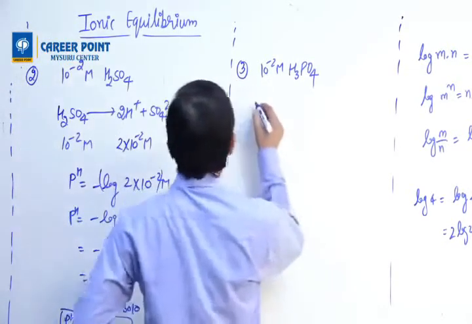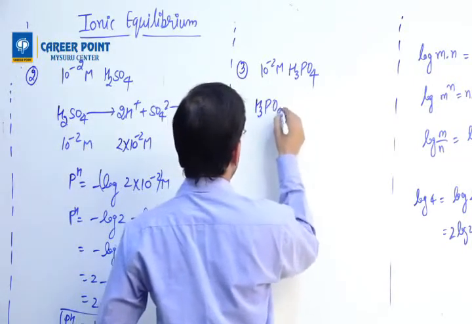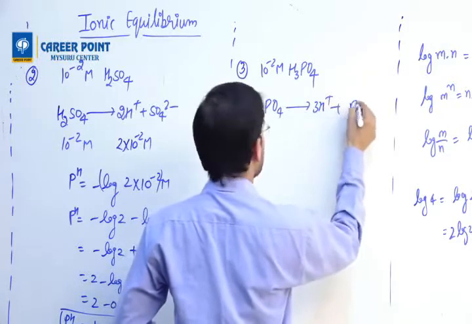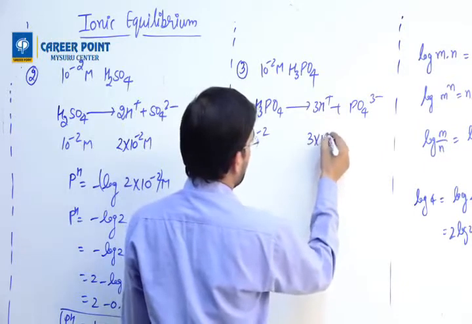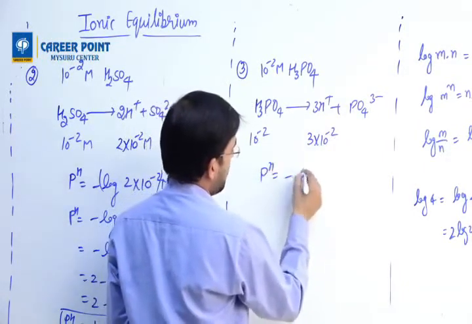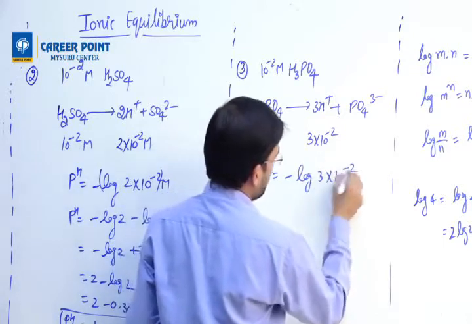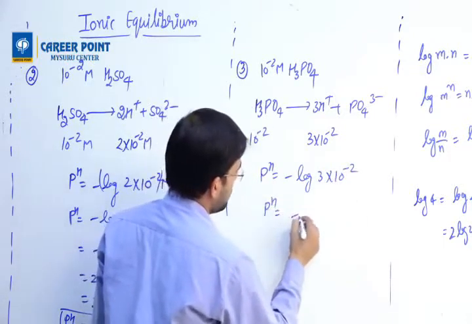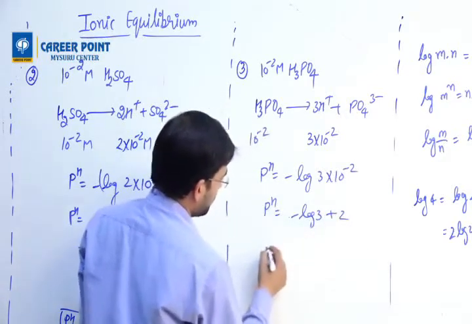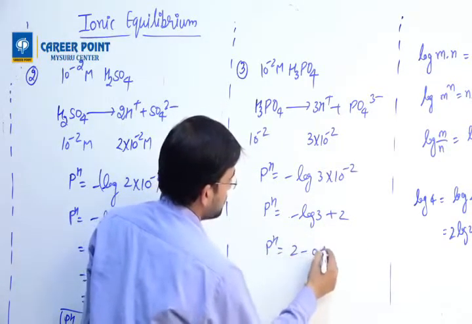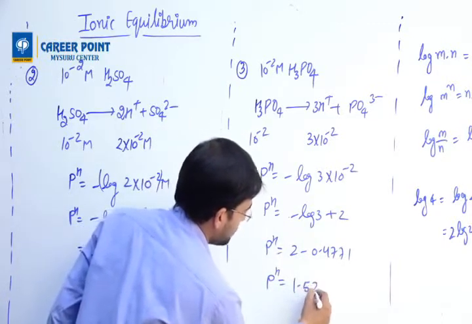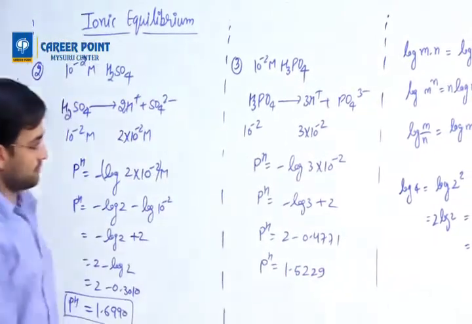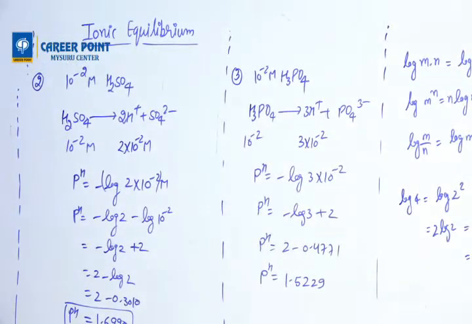So we'll solve it. Again we'll break this acid. H3PO4 gives rise to 3H+ and PO4 3 minus. So 10 power minus 2 becomes 3 into 10 power minus 2. So pH equals minus log of 3 into 10 power minus 2. It means pH equals minus log 3 plus 2, or 2 minus 0.4771. pH equals 1.5229. Correct? Yes. We'll try one more, okay?